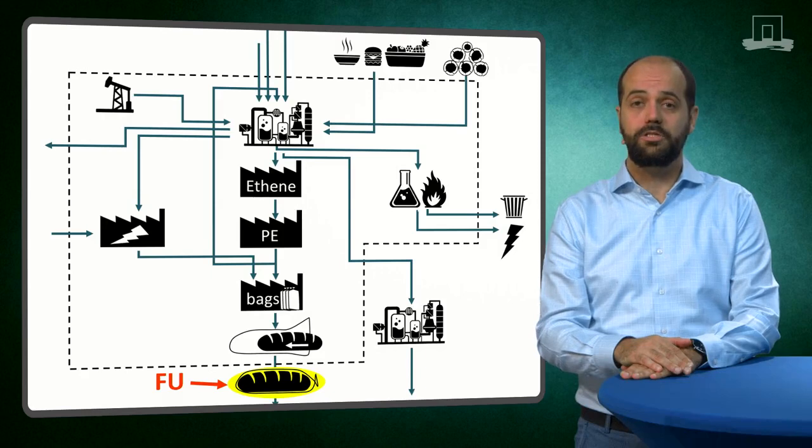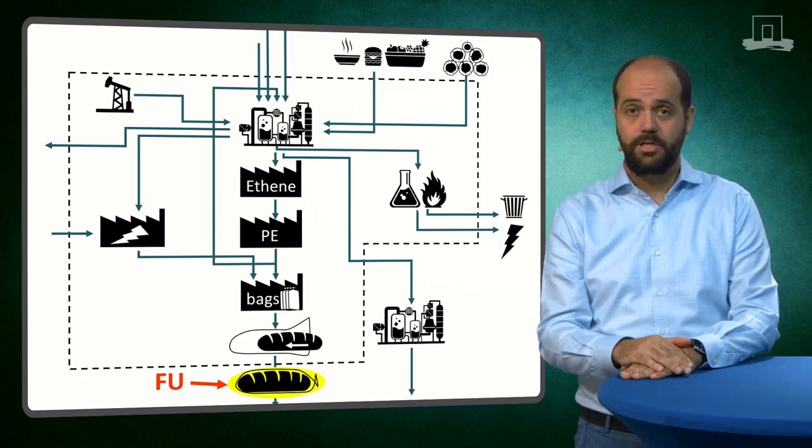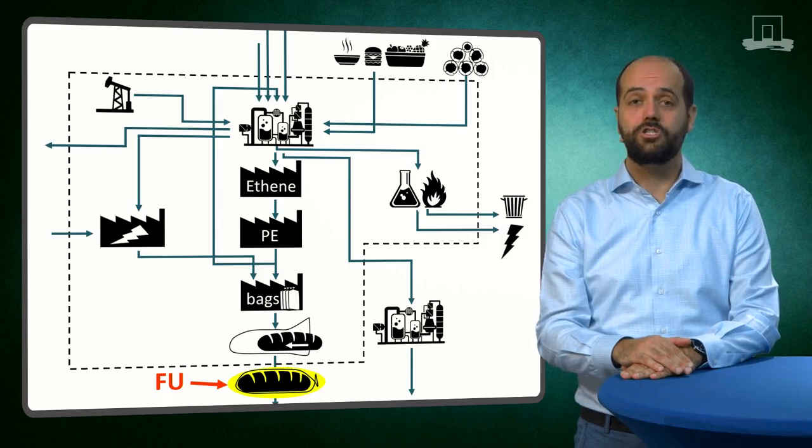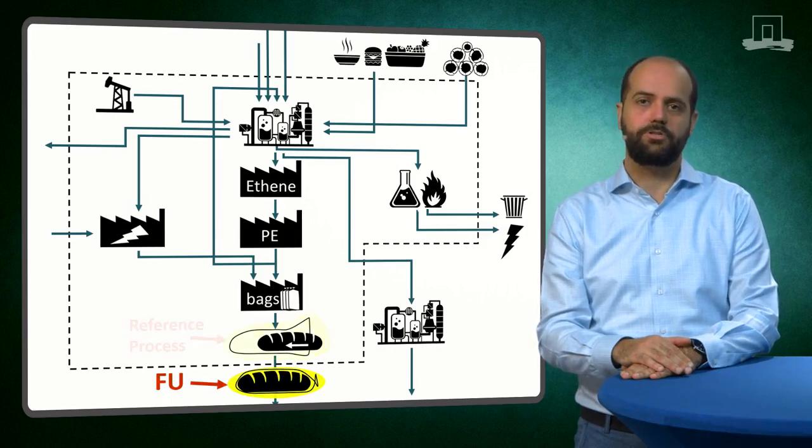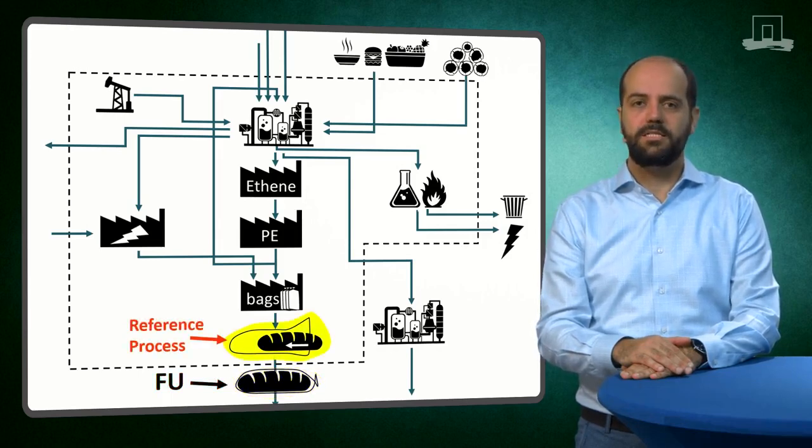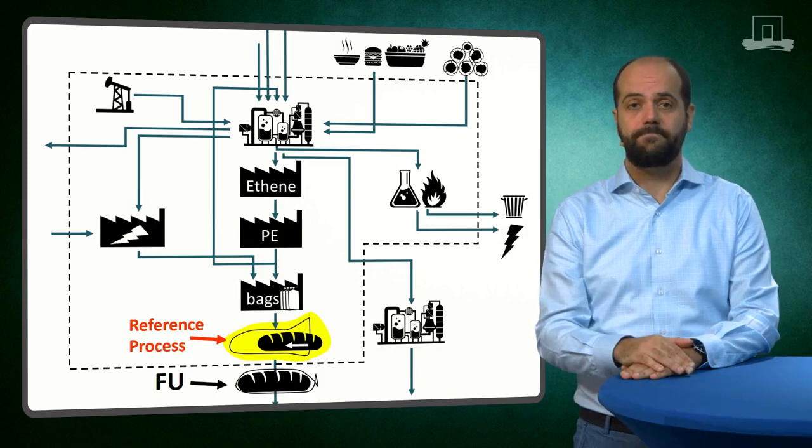Our functional unit is one packaged bread loaf. We start with a single unit process or single aggregated process that occurs just before we get our functional unit. This starting process is our reference process. In this case, the packaging of one loaf of bread.